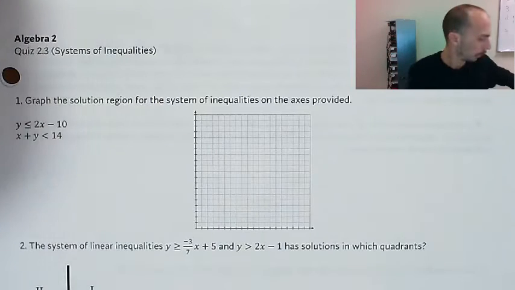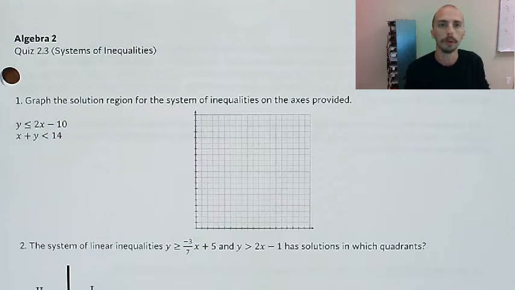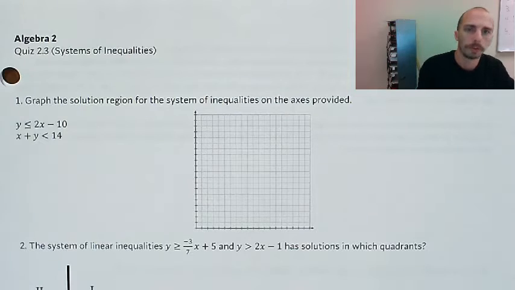Alright, hello. In this video I'm going to be working Algebra 2 Quiz 2.3, which is about systems of linear inequalities. And so we're going to start just graphing a solution region. Okay, so y is less than or equal to 2x minus 10.